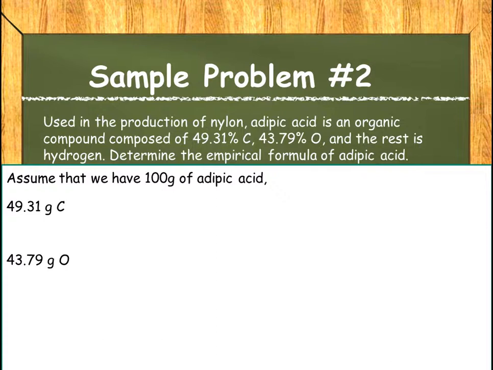So, question: how can I find the percent or the mass of hydrogen? Right, because the whole thing is out of 100. Because it's a percent, we're going to assume that because it's 100%, it's also 100 grams. We know the mass of carbon and oxygen, so all we have to do is subtract these from 100, and I get the mass of hydrogen.